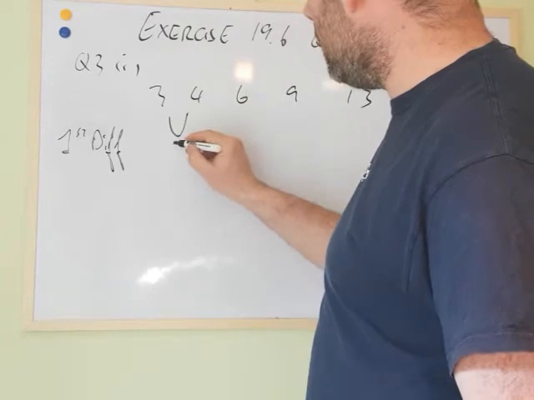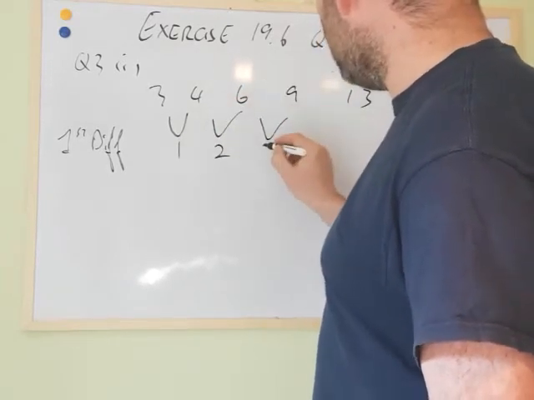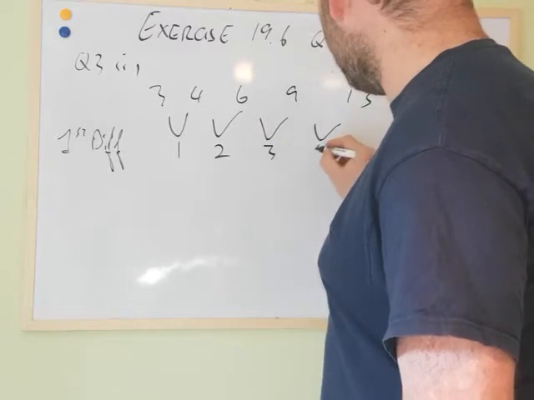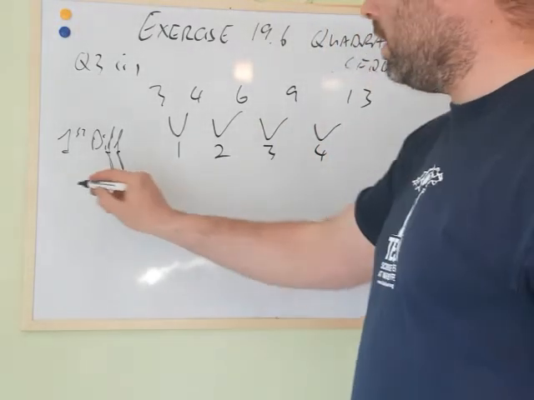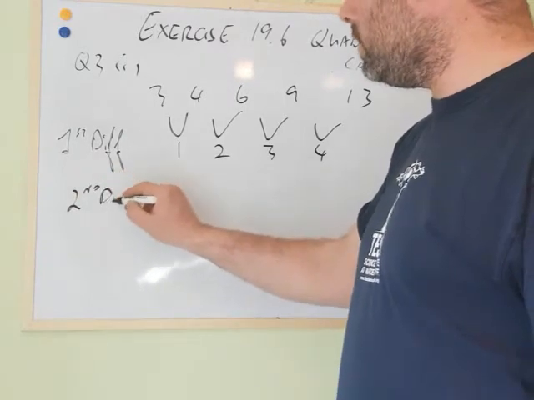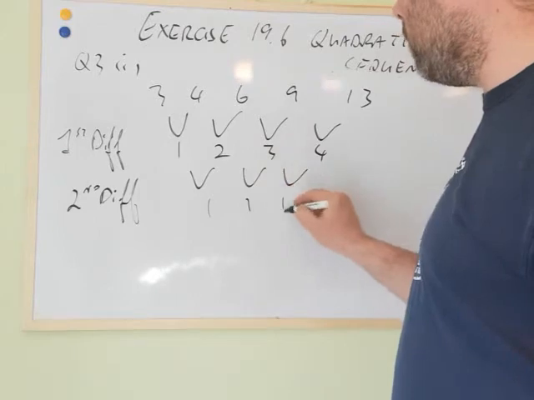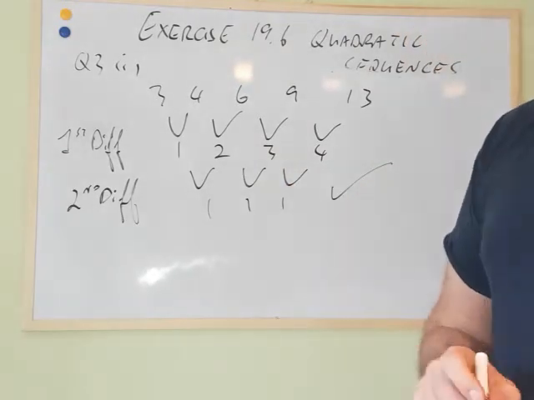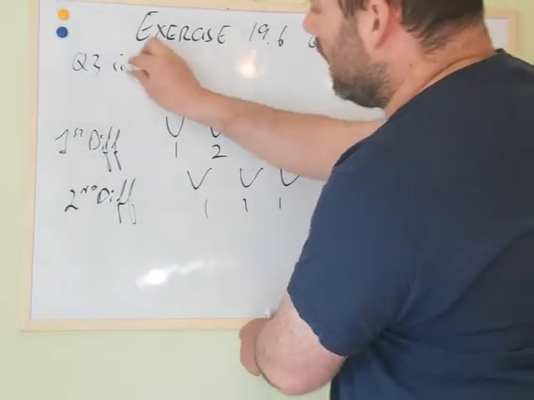4 minus 3 is 1. 6 minus 4 is 2. 9 minus 6 is 3. 13 minus 9 is 4. The first difference is not the same, it is not linear. But we can all see these first differences are all going up by 1, so therefore we've proved it is quadratic. Question 3, part 2 and 3, do them for me as well.